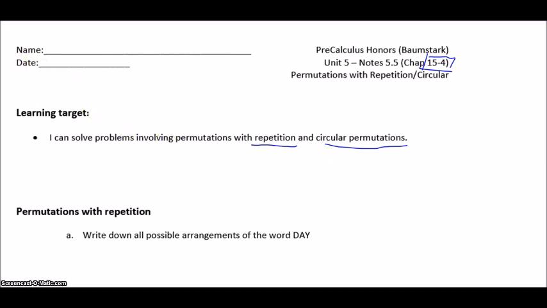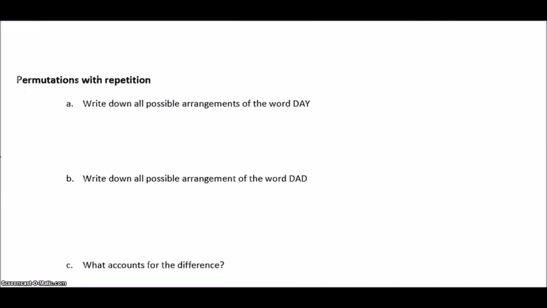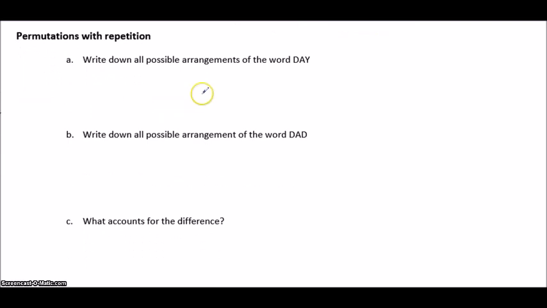To introduce this idea of a permutation with repetition, I want to take a look at this simple example here. The first one is to write down all the possible arrangements of the word day. If you thought about that from standard permutation land, you'd have three objects, D, A, Y, and we want to arrange them three at a time. And order is going to be important because we want to look at words here. So we'd expect to find 3 factorial, or 6, arrangements. So let's just go ahead and write those down.